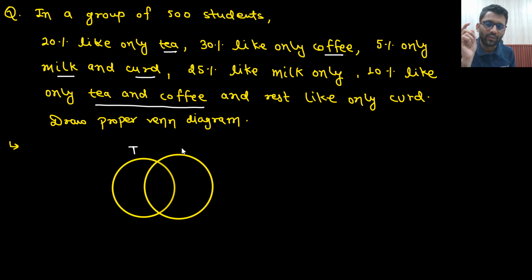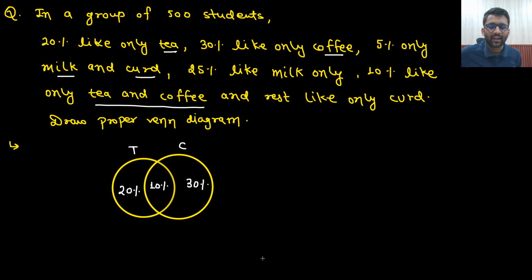So tea and coffee, if I am making it, there will certainly be an intersection. 20% like only tea, and 30% like only coffee. And here I can see 10% like only tea and coffee. Okay. Now what else can I see?